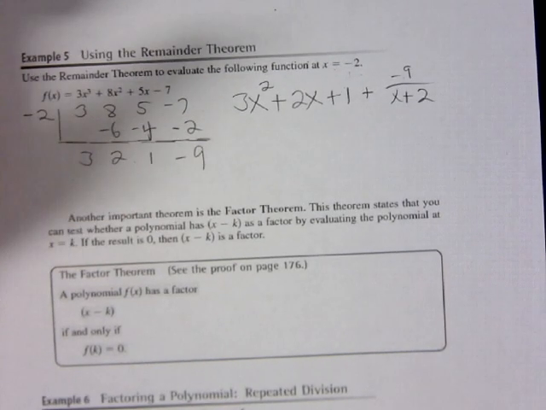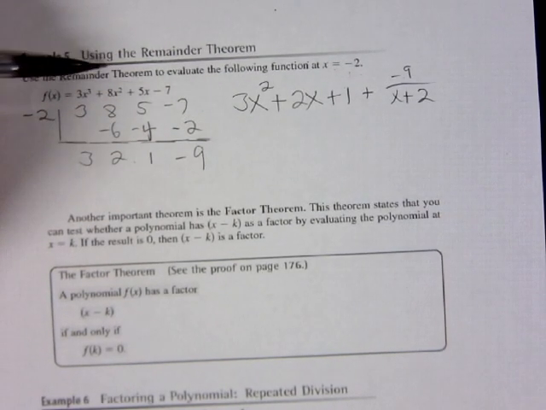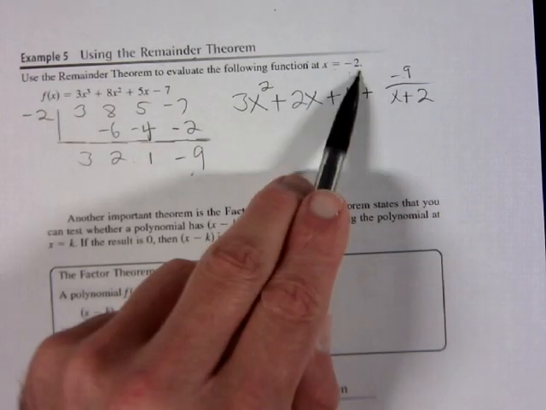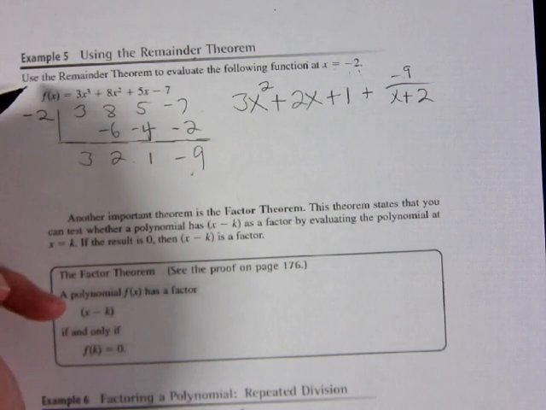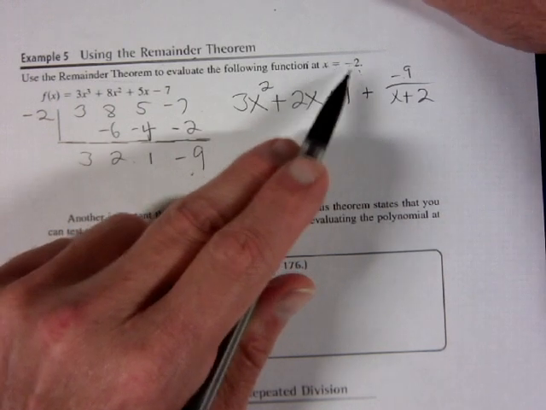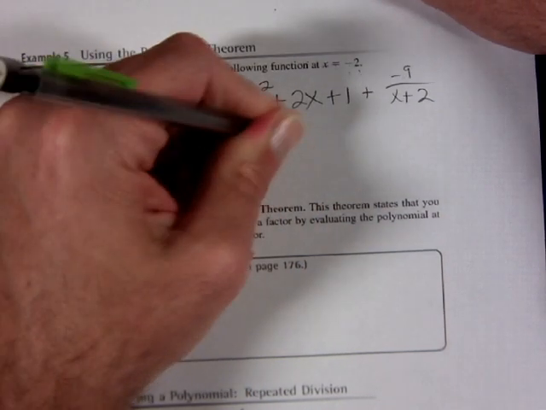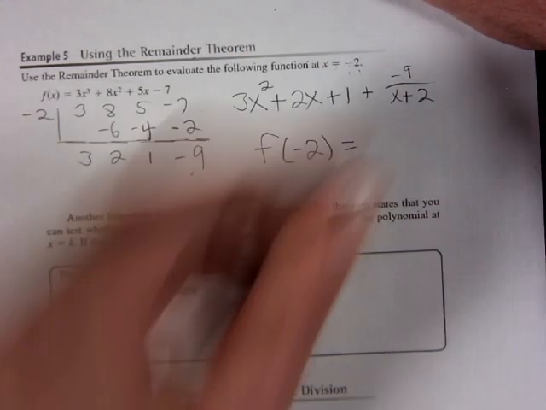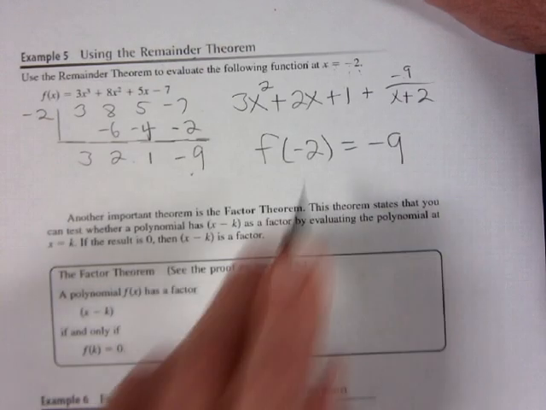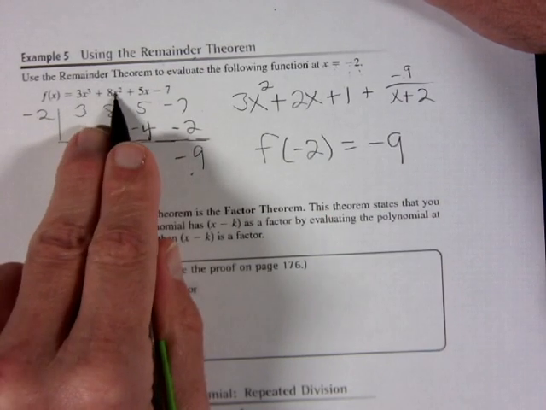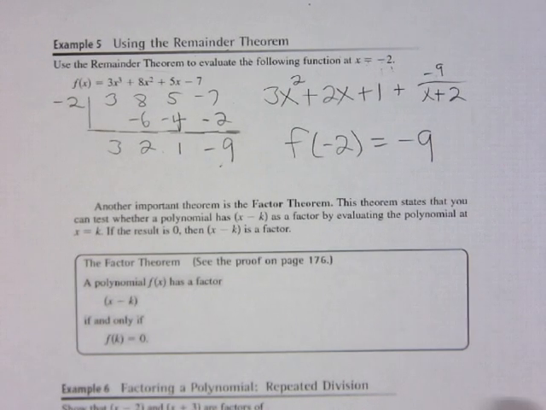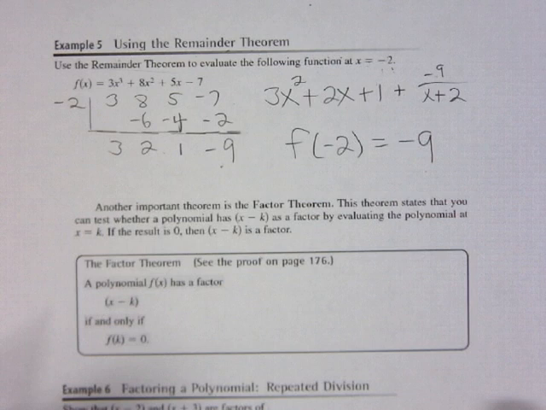All right, now, here's the deal. Remember what the remainder theorem says. The remainder is the value of the function at this number. So remember, they asked us to evaluate the function at x equals negative 2. Well, guess what f of negative 2 is going to be equal to? It's going to be equal to the remainder, which is negative 9. And we could verify that by plugging negative 2 in here, here, and here, and multiplying it out and adding it up, and you would see that when you plug in negative 2, you would get a negative 9.